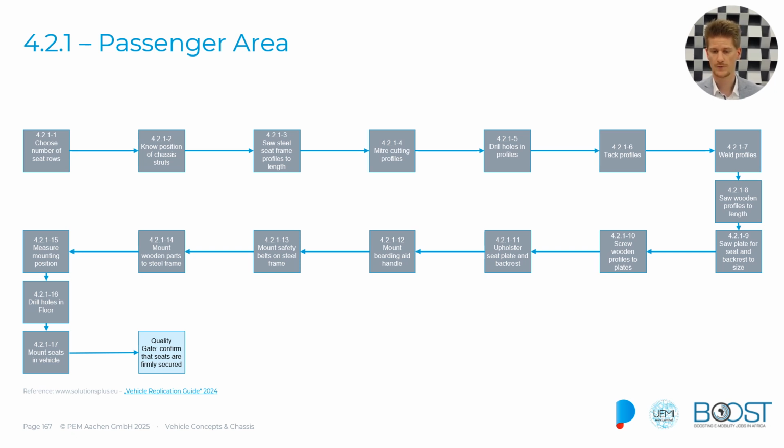We will screw the wooden profiles into place, and then we start with the upholstery of the seats and the backrest, and we will mount then our additional boarding aids, or grab handles basically, for the second or third row. We will also mount the seat belts, and then finally mount the wooden parts to the steel frame. Then we will have to measure the mounting positions, drill the holes in the floor, and then finally mount the seats in the overall vehicle.